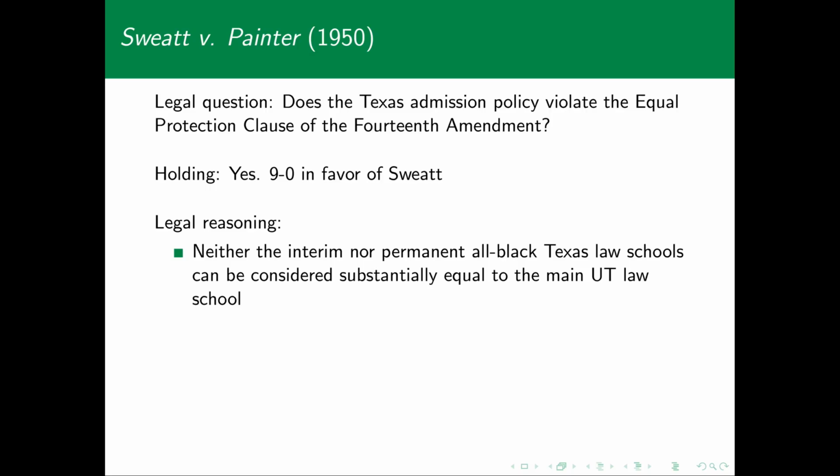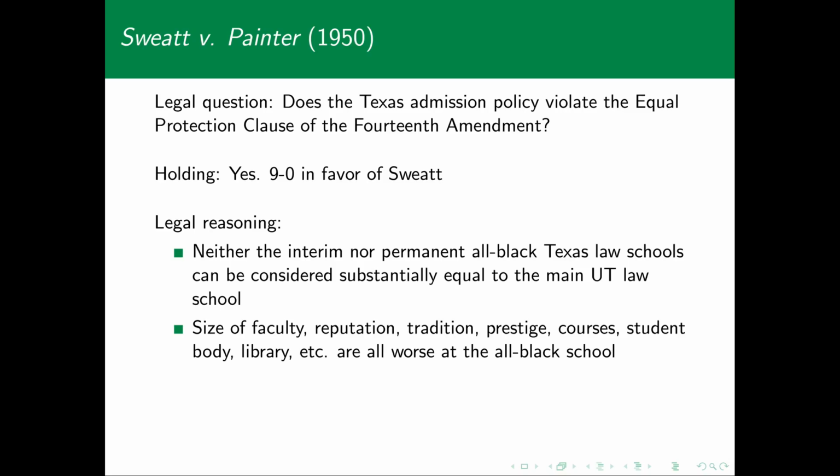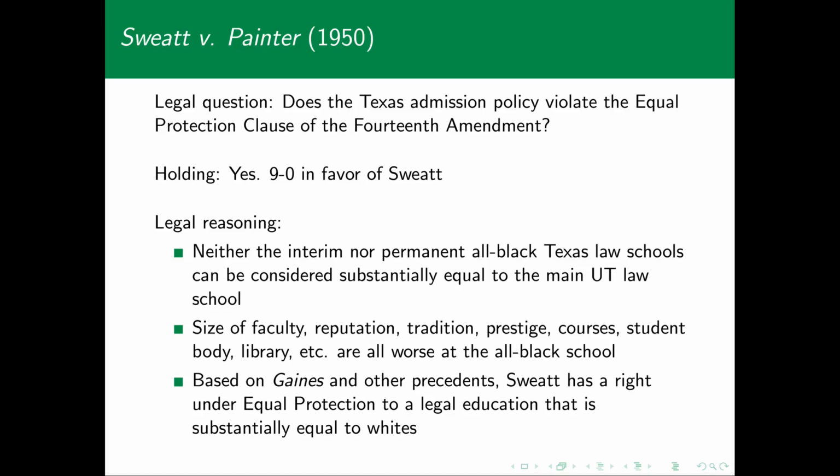All of those things that Sweat pointed out, the faculty, the reputation, prestige, student body, library resources, are all substantially worse at the all-black school. They're just not as good as the UT school. So based on Gaines, the case from Missouri that I just briefly talked about, and other precedents that we haven't talked about, Sweat has a right to a legal education that is substantially equal to whites. So it's not just that he has a right to get a law degree. It's that he has the right to get a law degree that is equal to one that a white person would have an opportunity to gain.